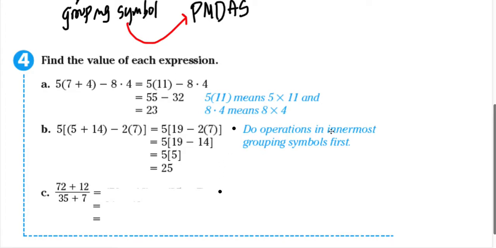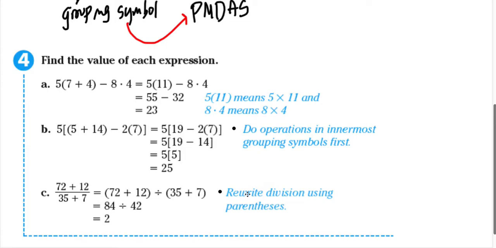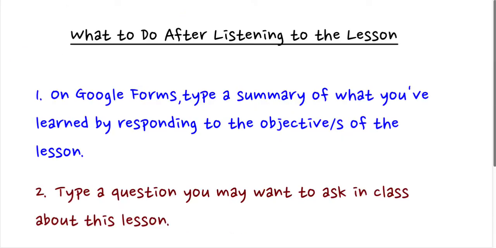Look at letter C. Remember, a fraction bar indicates a grouping symbol or parentheses. We treat this as parentheses. So 72 plus 12 over 35 plus 12 is the same as parentheses 72 plus 12 divided by parentheses 35 plus 12. So you end up with 84 divided by 42, or the value of 2. Using that, we find the value of the expression.